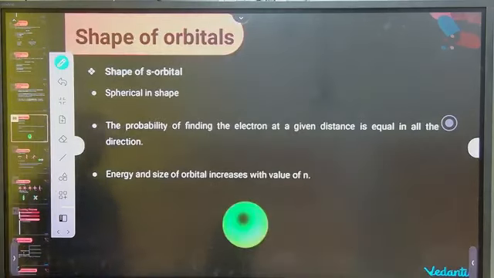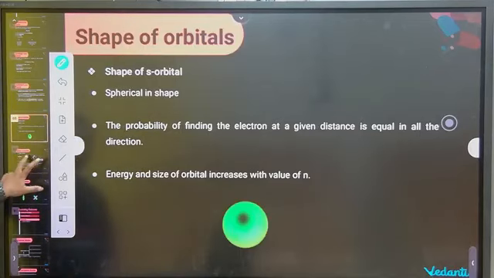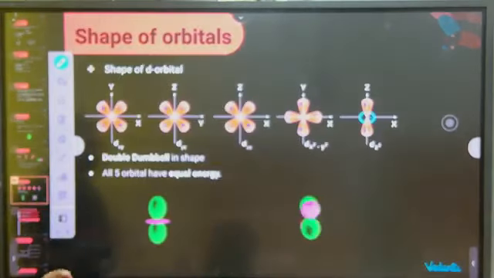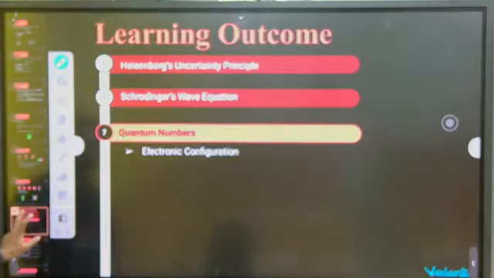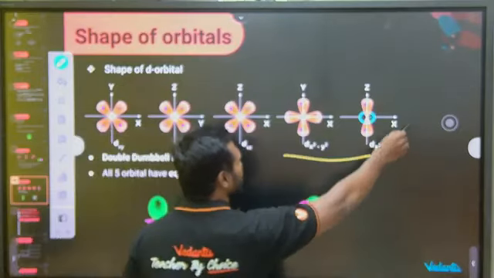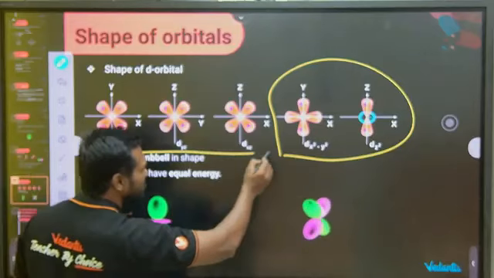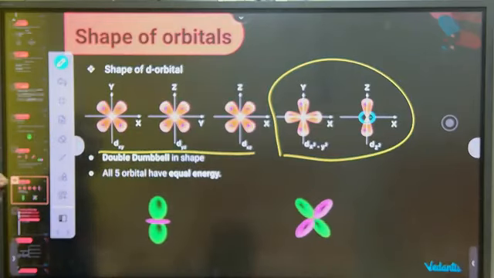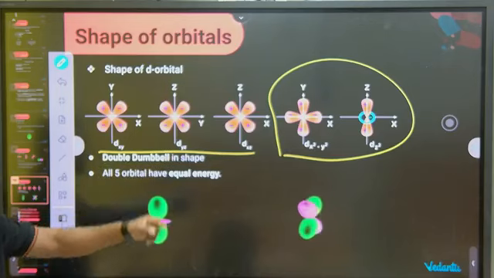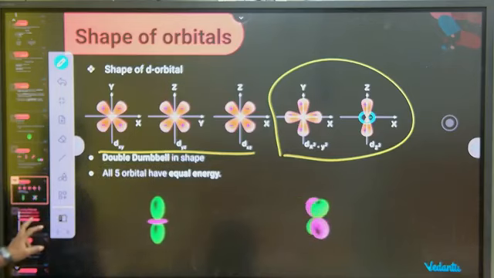See the shape of the orbitals. S orbital is spherical in shape, right? And p orbital is dumbbell in shape, and d orbitals double dumbbell in shape. In this one, double dumbbell shape, especially these two are very important, and these three are one set. These two are one set. These three are the lobes, the electron densities between the axis, and those two, the lobes, are the electron densities along the axis.